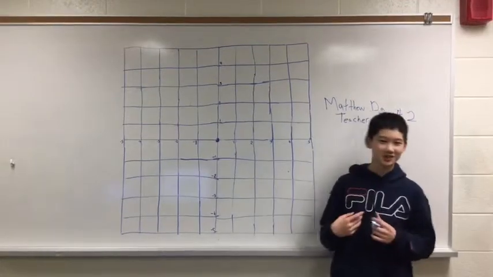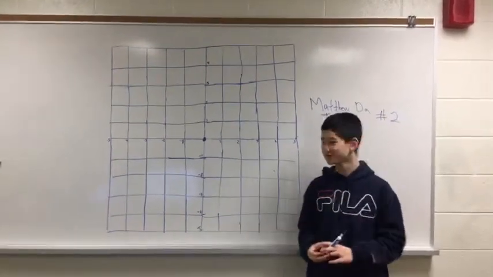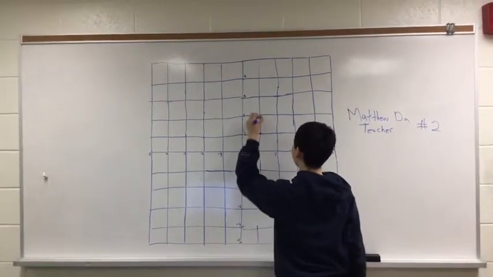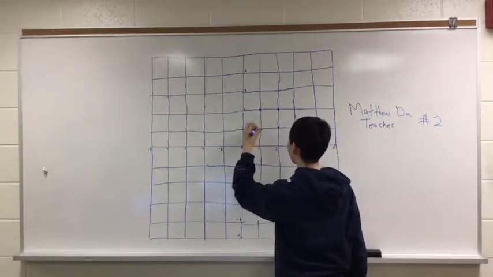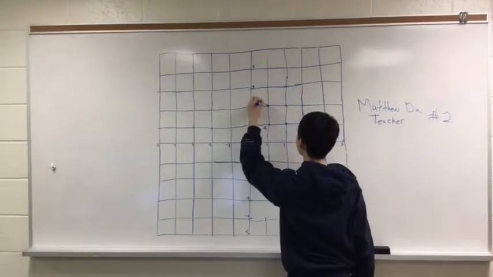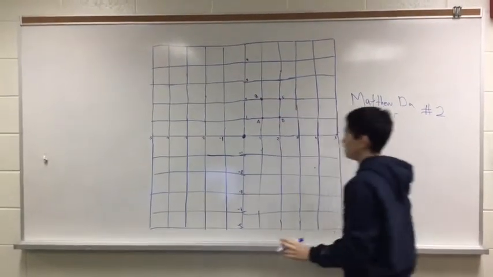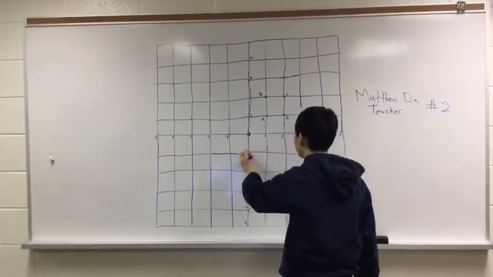Hi, I'm Matthew the teacher, and I'll be explaining some reflections to myself once again. So let's make another square that I just did. It's not because I'm lazy. And we'll call them A, B, C, and D. And let's say you want to reflect it across the y-axis.